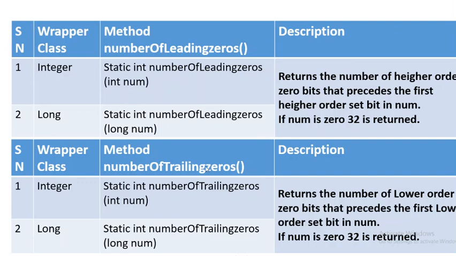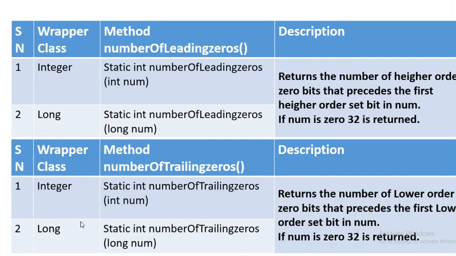Opposite to that, numberOfTrailingZeros. This is again a static method, and again available with the Integer and Long wrapper classes. It returns the number of lower order 0 bits that precede the first lower order set bit in num. And if the value is 0, 32 will be the return value. If all are zeros, 32 will be the count of zeros. This is common for leading zeros and trailing zeros. Especially for the size of an integer, as it is 4 bytes, 32 bits will be there, so 32 will be the return value.